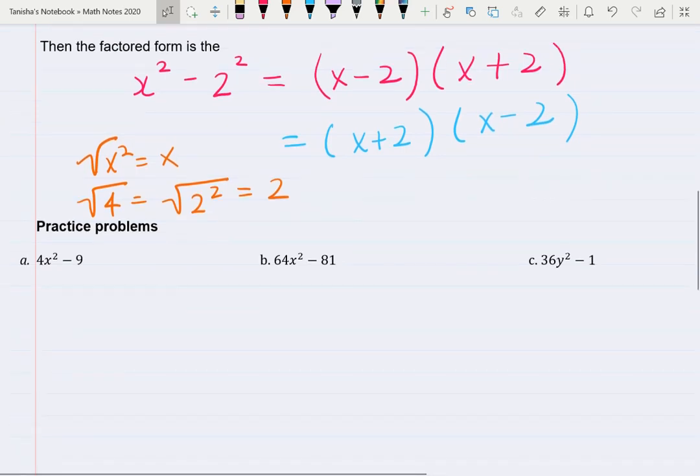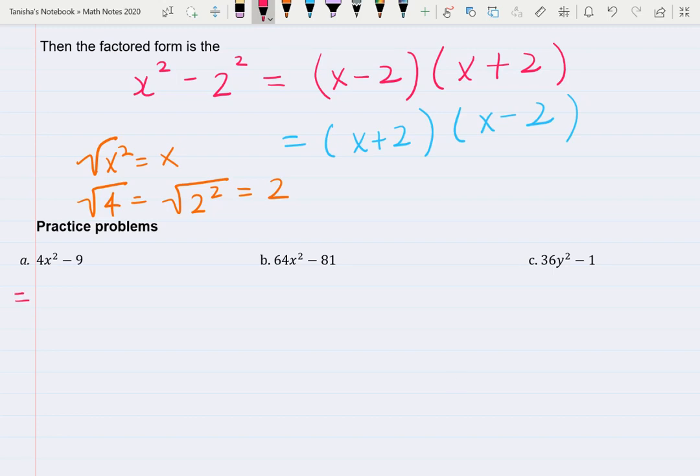So let's look at question A. We have a 4x squared minus 9. Can we use our difference of squares formula? Well, we have a 4x squared. That is a perfect square. And we have a 9 that is also a perfect square. How can we rewrite this just to indicate something squared?